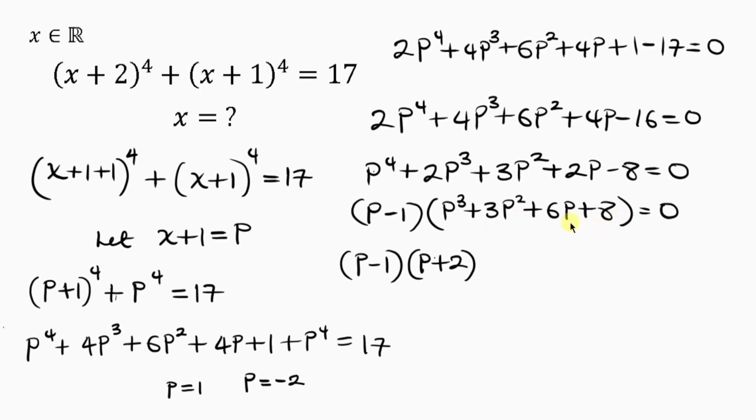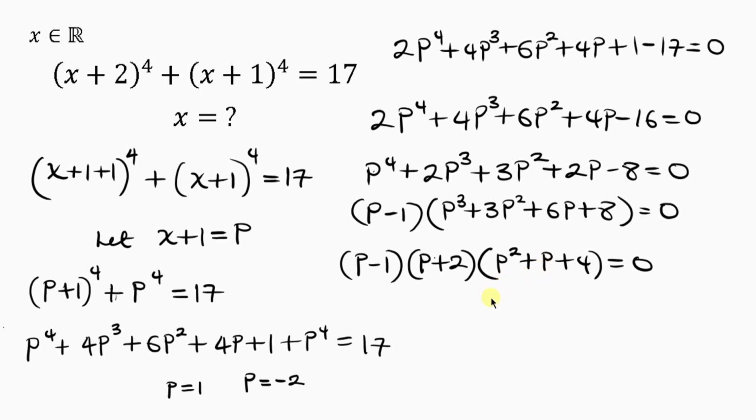Now, dividing this cubic equation by p plus 2, I'm going to be having a quadratic equation of p squared plus p plus 4 equal to 0. Now, let's focus on this quadratic equation. Remember that the question said we are to look for the real values of x. So I want to check if we're going to be having a real value from this quadratic equation.